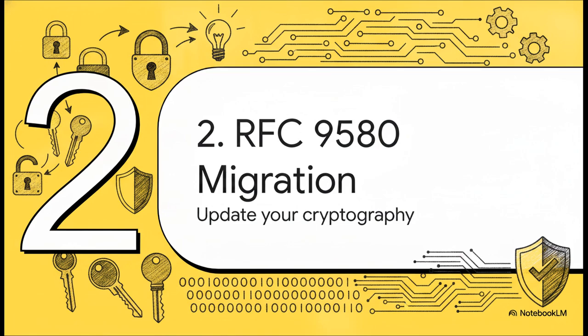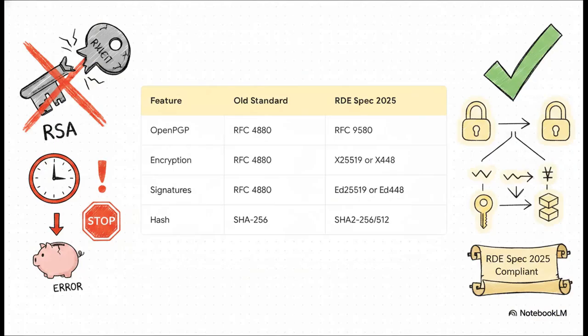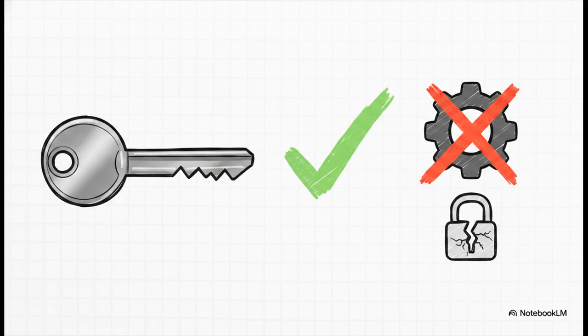This is where we upgrade your cryptography. So under the new RDE Spec 2025, those old RSA keys, yeah, they are officially becoming a thing of the past. The new gold standard is RFC 9580. Honestly, if you try to use an RSA key after January 21, 2027, the system will just flag it as invalid and throw an error. So you absolutely have to check your current keys and generate a new key pair that uses these updated algorithms for encryption and signatures. Let's be incredibly specific about which algorithm you should use for those digital signatures. DENIC Services highly recommends creating a new version 6 OpenPGP key using ED25519.